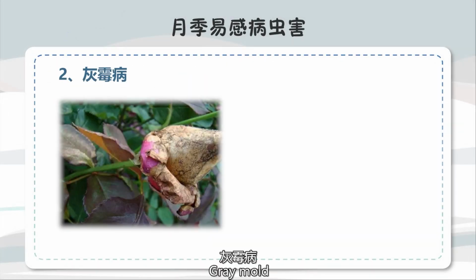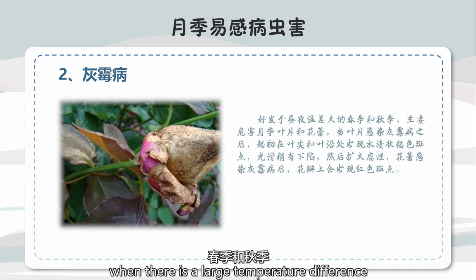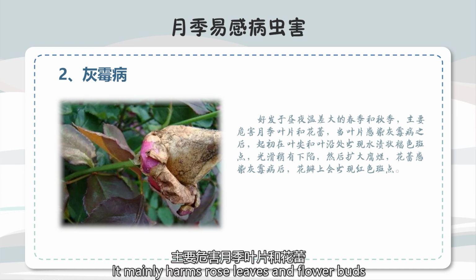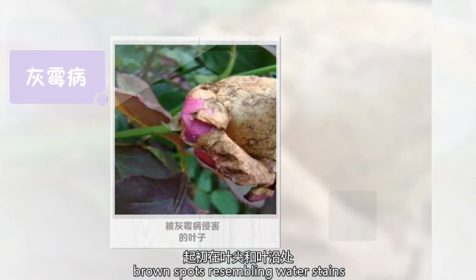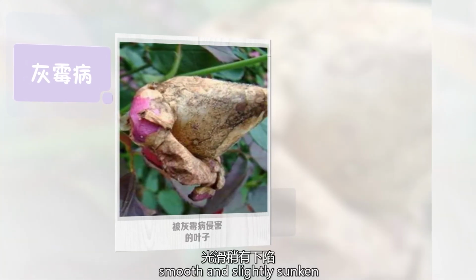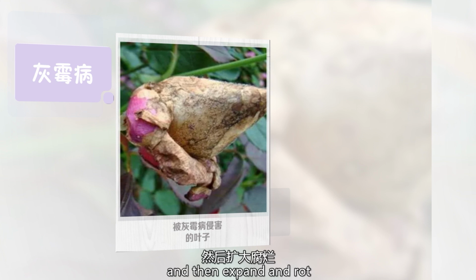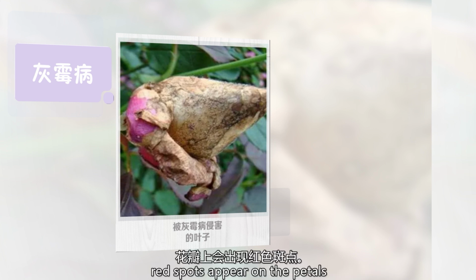2. Gray mold. It is more common in spring and autumn, when there is a large temperature difference between day and night. It mainly harms rose leaves and flower buds. When the leaves are infected with gray mold, brown spots resembling water stains appear at the tips and edges of the leaves, smooth and slightly sunken, and then expand and rot. When the flower buds are infected with gray mold, red spots appear on the petals.